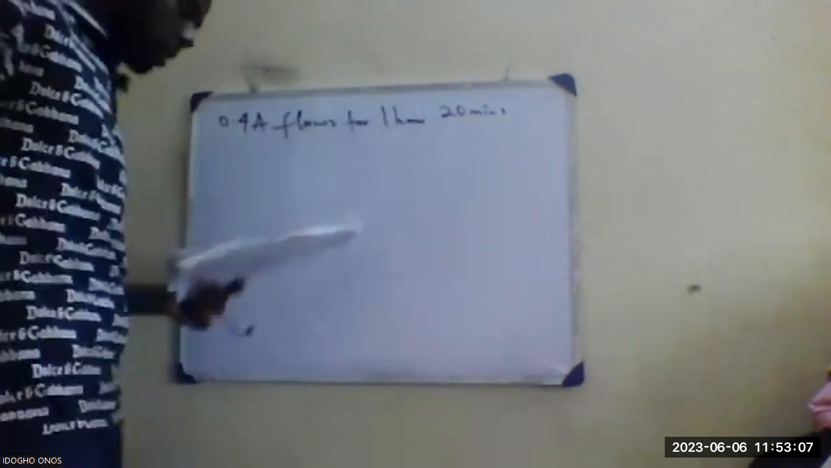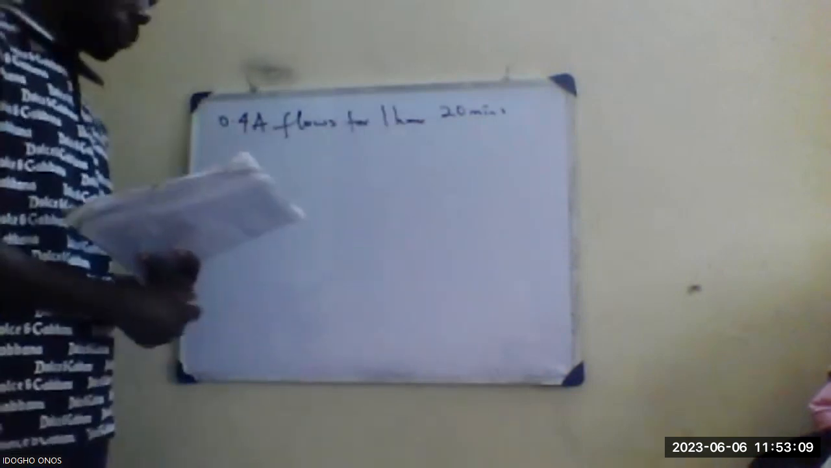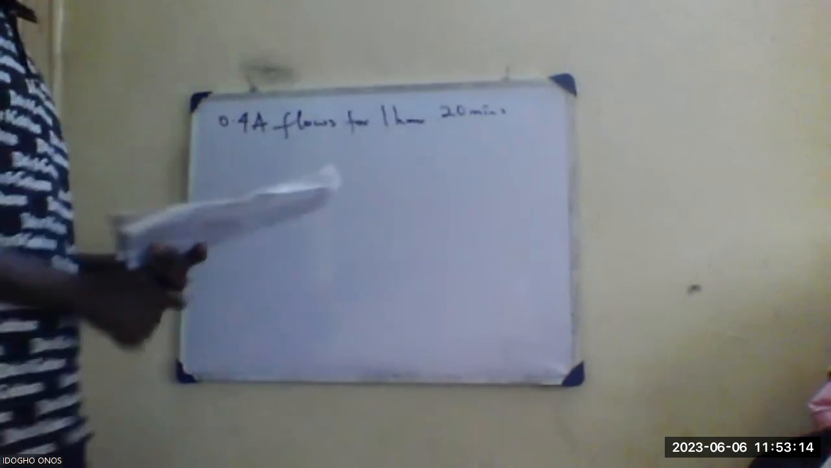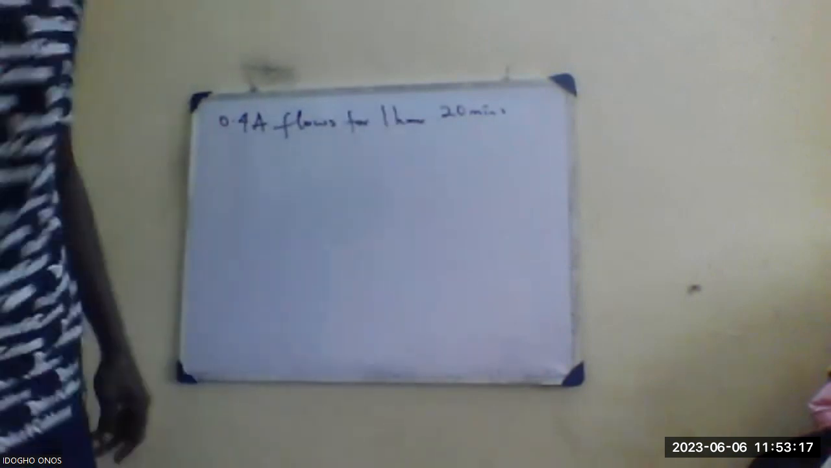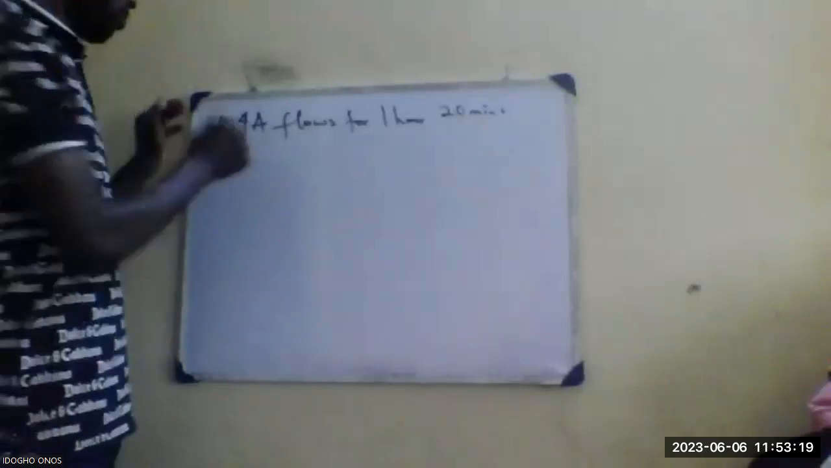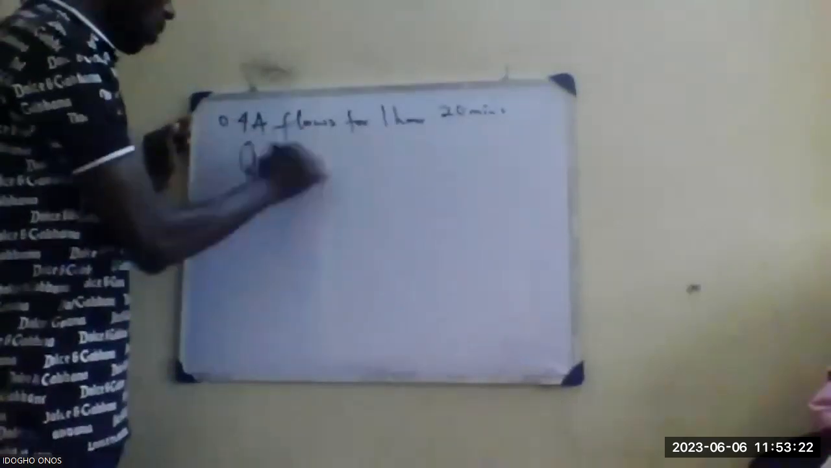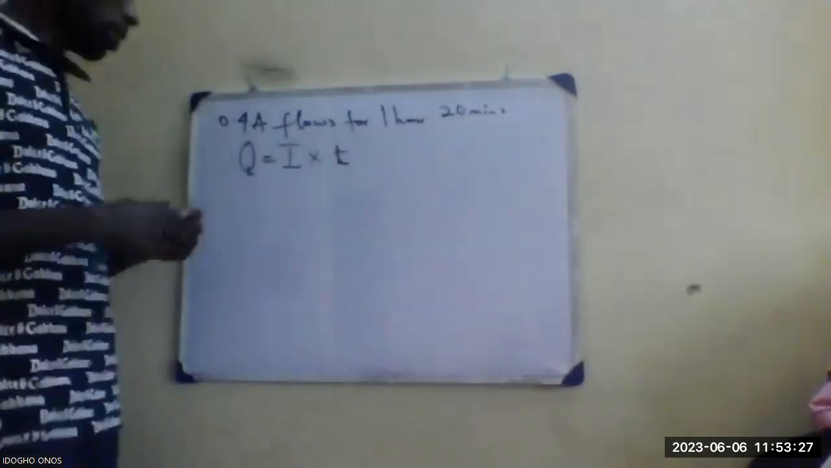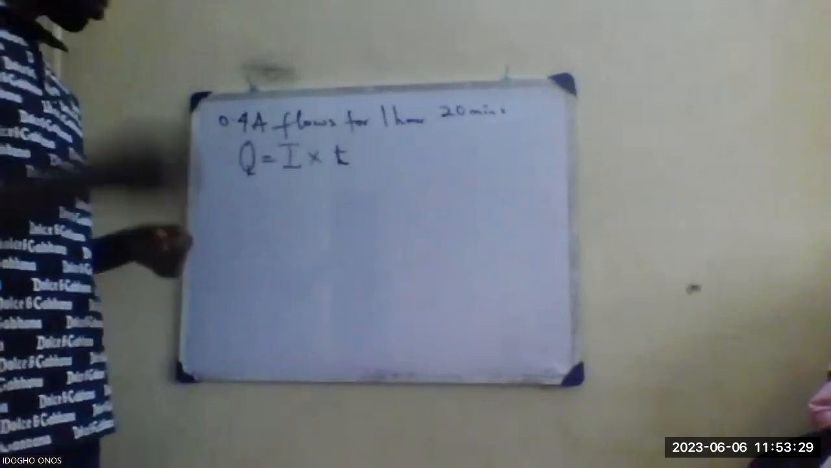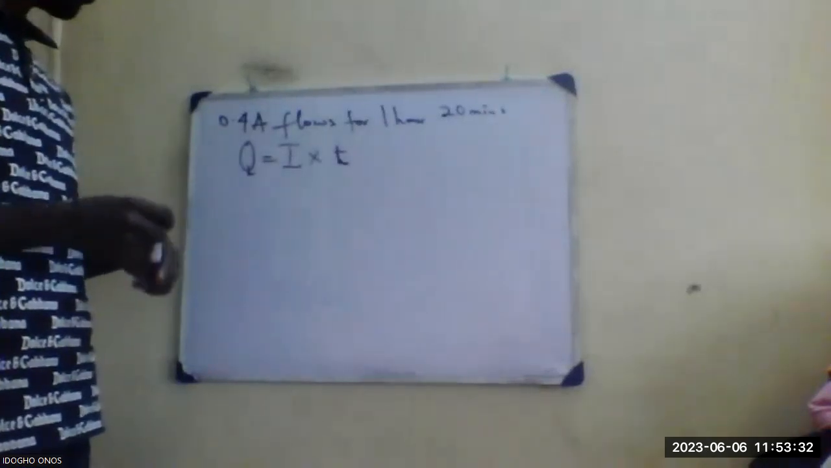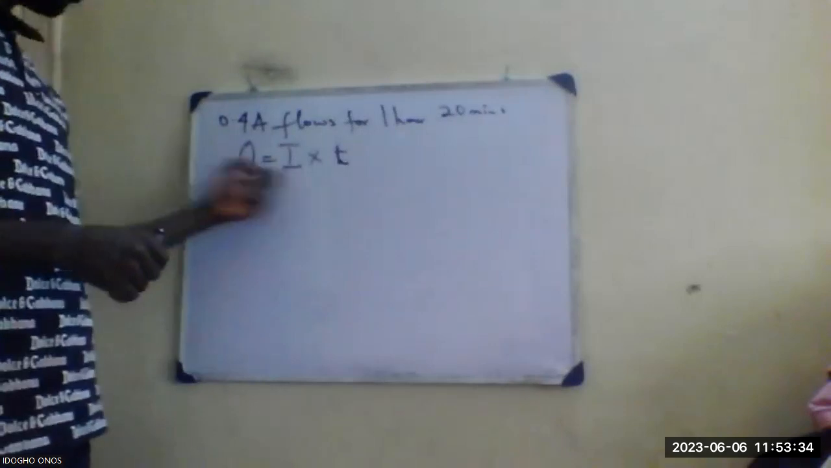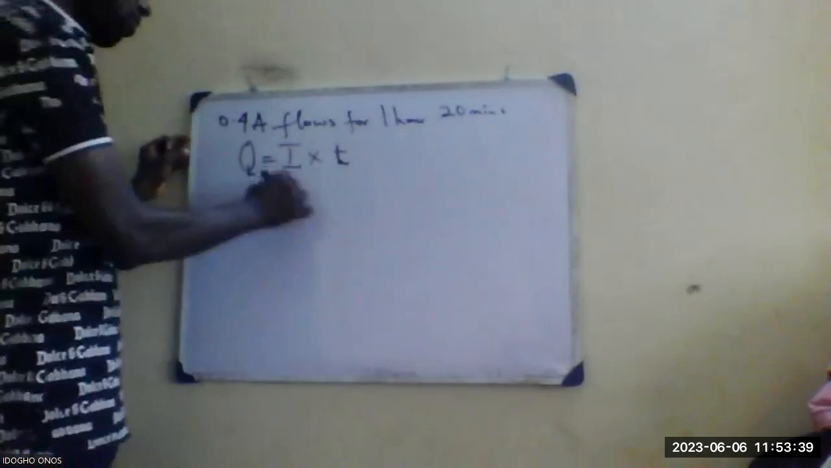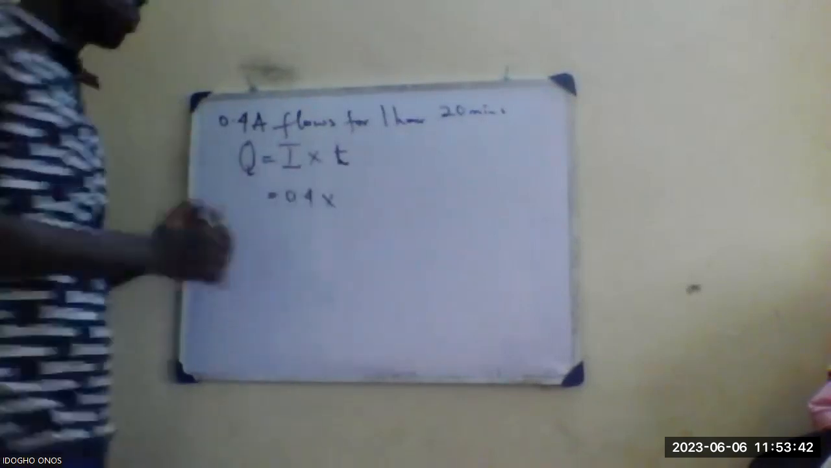So the question said calculate the quantity of electricity passed when 0.4 amps flows for 1 hour 20 minutes through an electrolytic cell. So you're looking for Q. Remember the formula is Q equals I times T, quantity of electricity. So if Q is equal to I times T, and I, which is your current, is 0.4, the time is 1 hour 20 minutes.